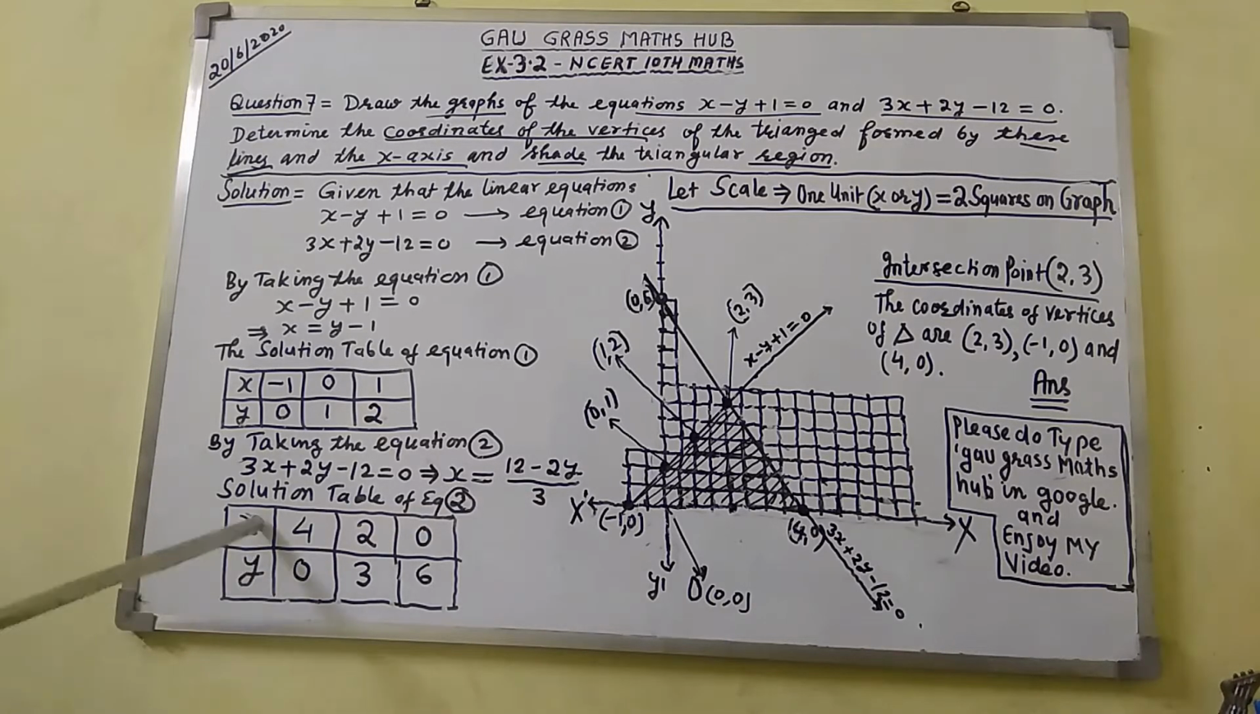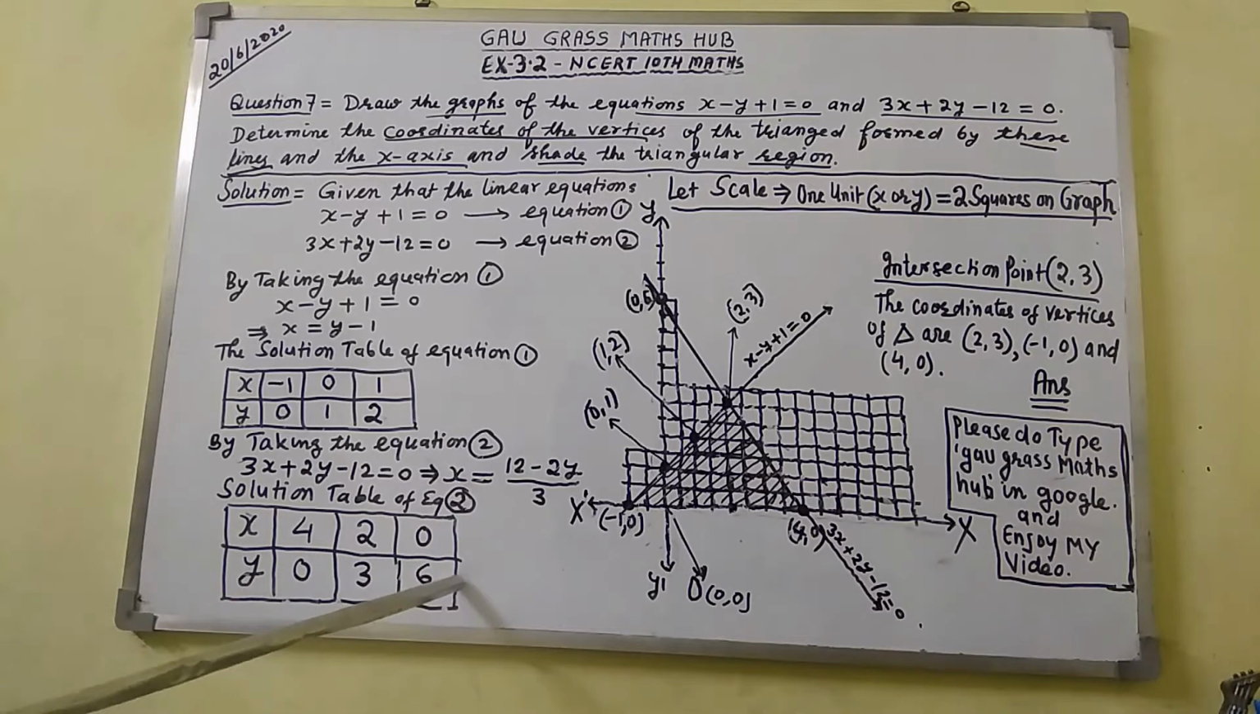Here x is a variable and y is also a variable. I have taken y equal to 0 as an independent, arbitrary value. If you put y equal to 0, you will get x equal to 4. If you put y equal to 3, you will get x equal to 2. If we put y equal to 6, we will get the value of x equal to 0.